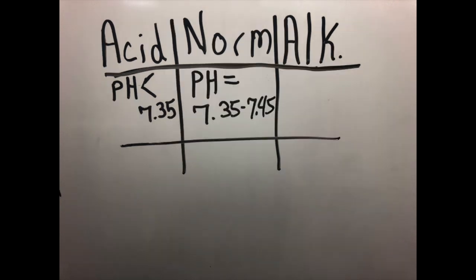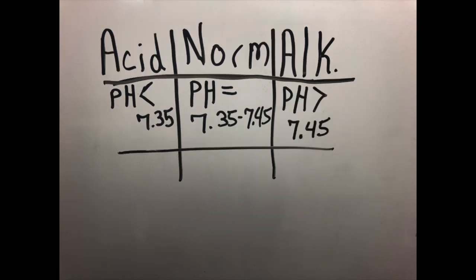When we have a pH that is 7.35 to 7.45, we are hopefully in homeostasis, but there is something we'll talk about in a little bit where you're actually in an acid-base imbalance. You're just fully compensated. So we will get into that in just a little bit. When our pH is greater than 7.45, we know 100% that we are in alkalosis.